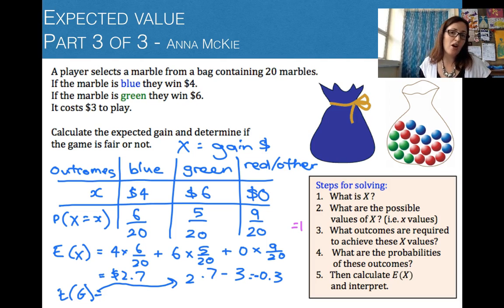But when would it be a fair game? So if we're expected $2.70 per selection, if the game cost $2, then we would make 70 cents on average each time. Okay, so that's the end of this video.